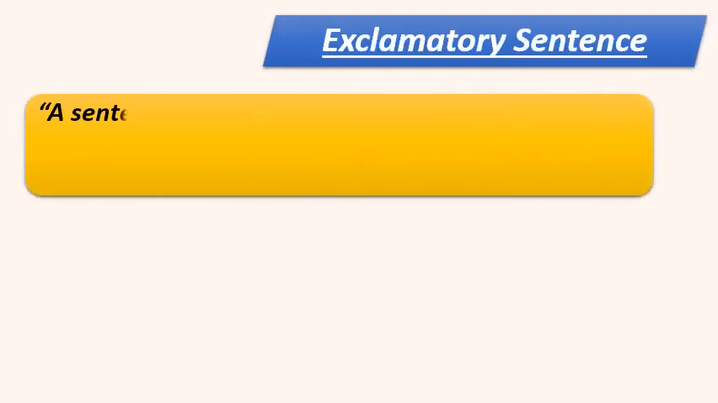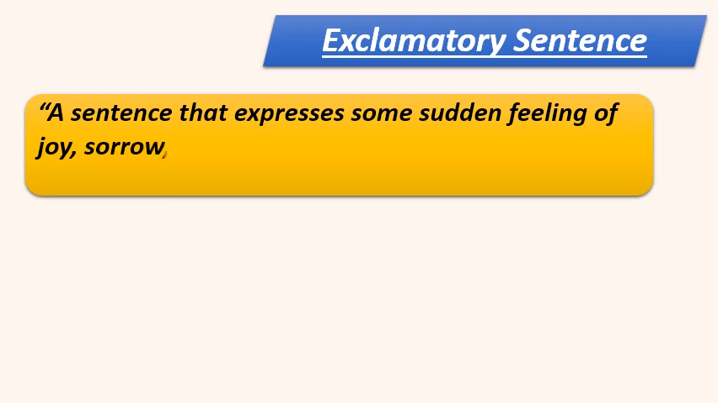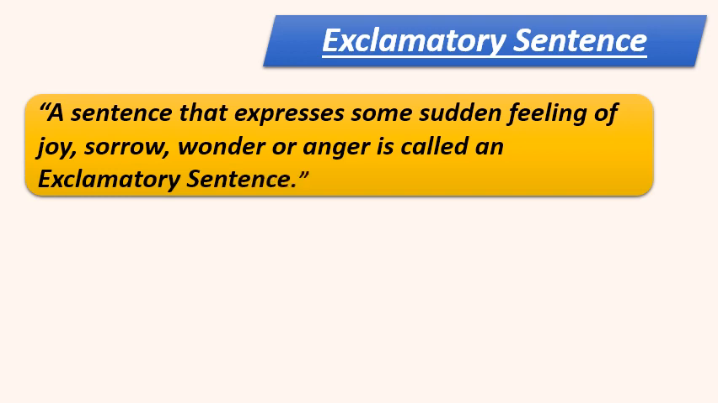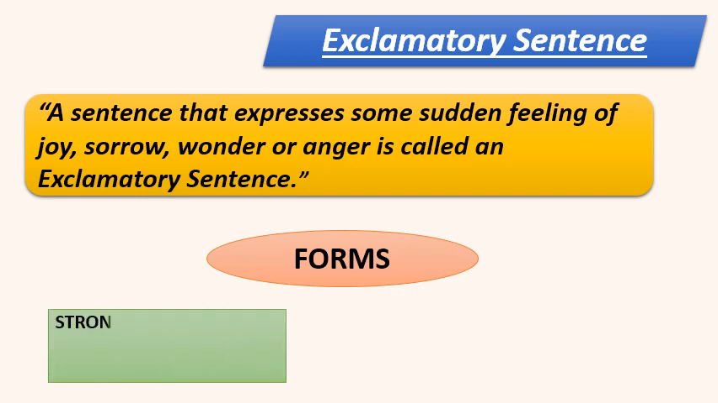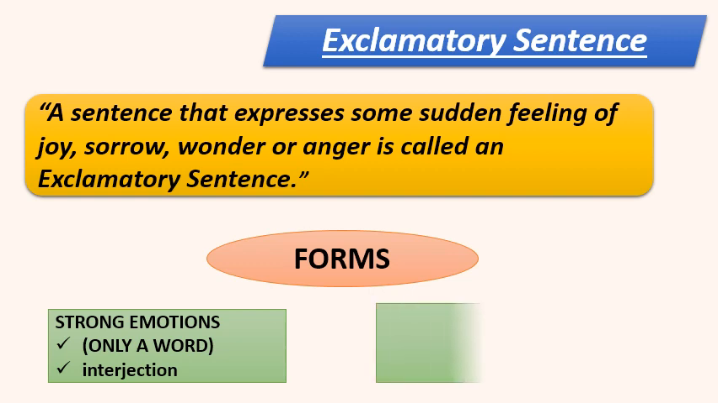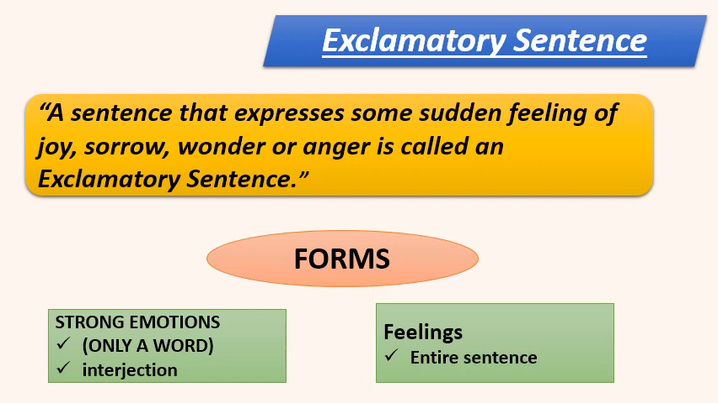Now let us see what is an exclamatory sentence. A sentence that expresses some sudden feeling of joy, sorrow, wonder or anger is called an exclamatory sentence. So there are two ways to express our feeling. One is strong emotions. Strong emotions can be only a word, that is called interjection. For example, hooray, alas, oh, etc. Another one is feelings. Feelings means an entire sentence is in exclamatory sense. For example, what a place it is.